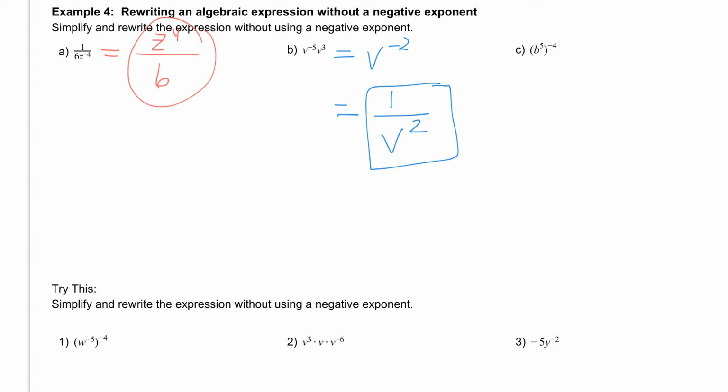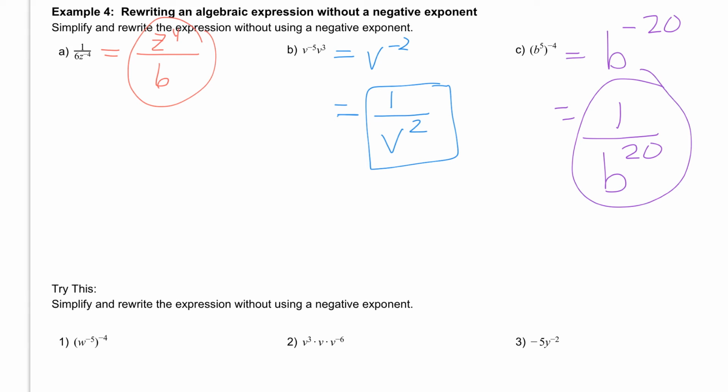And finally, in letter C, we have b to the 5th raised to the negative 4th. This is where we multiply our exponents. So we can simplify this to become b to the negative 20th. And then since that's negative, just like we did in letter B, we've got to move it to the denominator. So we get 1 over b to the positive 20.